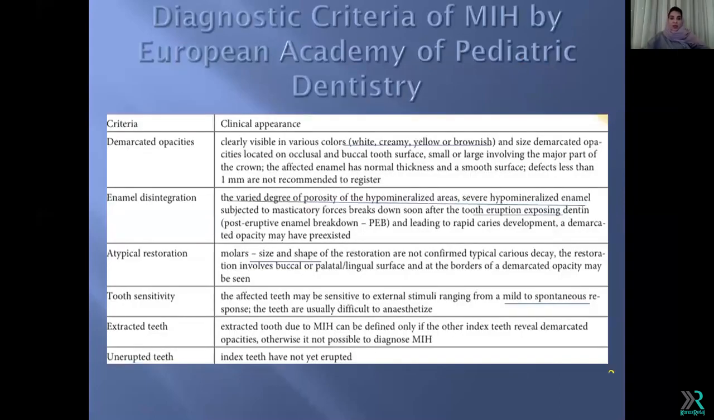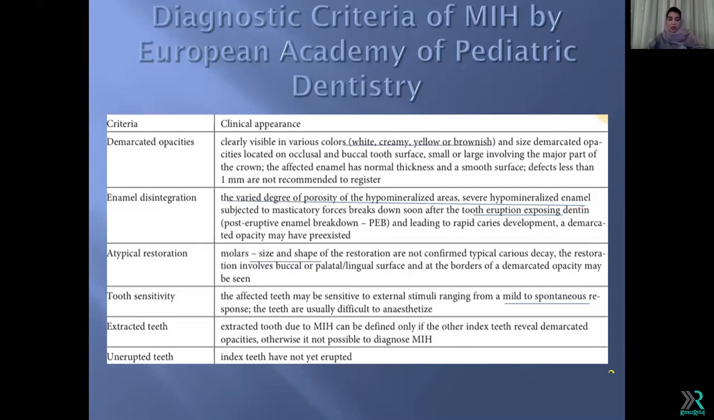Here are the diagnostic criteria given by the European Academy of Paediatric Dentistry. Demarcated opacity is any aberration from the normal translucency of the teeth, whether it's white, creamy, yellowish, or brown discoloration. Usually this enamel has normal thickness, but the mineralization is deficient. Enamel disintegration takes the form of post-eruptive enamel breakdown. This enamel shows porosity with less hardness and low modulus of elasticity, and this is aggravated more by occlusal forces or by trauma.